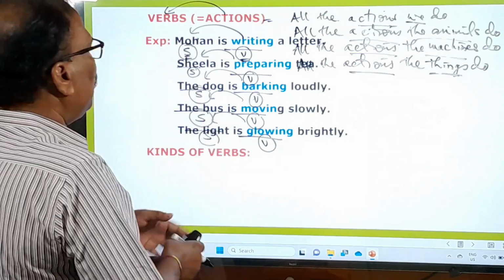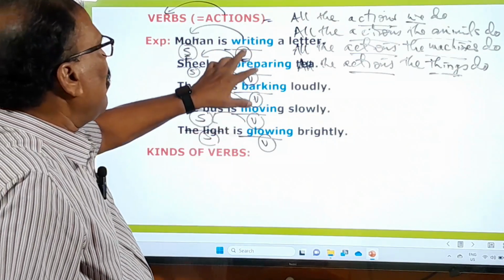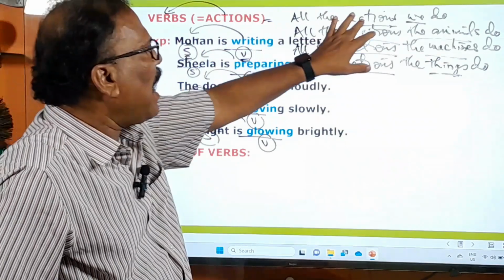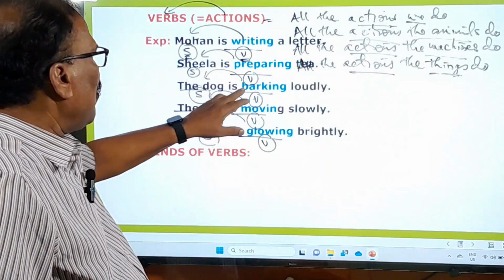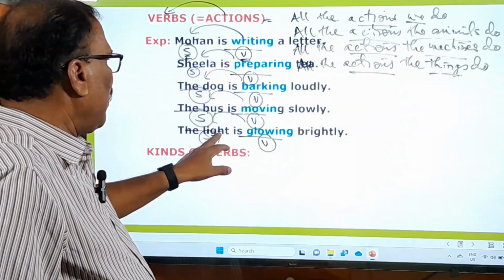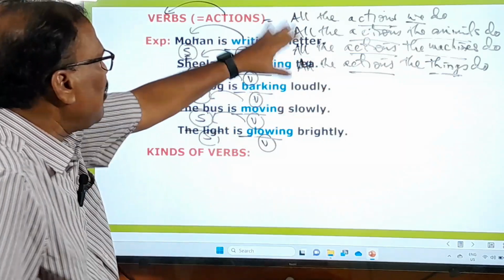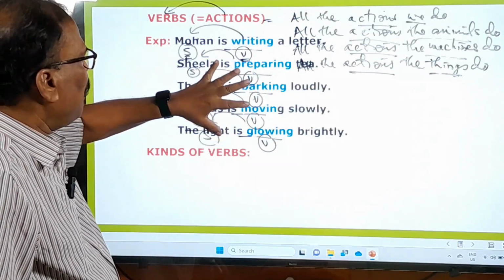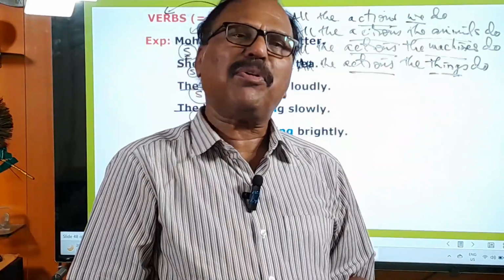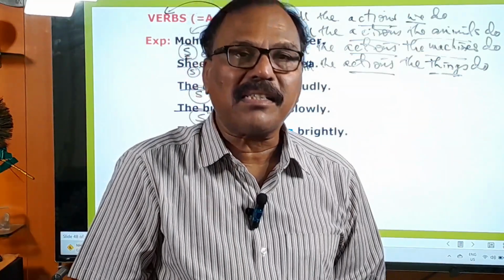subjects. Okay. From this you understand that writing and preparing are actions done by Mohan and Sheila, actions done by human beings, barking by animals, moving by the machine, and glowing by the thing. So for each one I have given one example. So now you have understood the concept of verbs. And one more important thing, now let us see the kinds of main verbs.